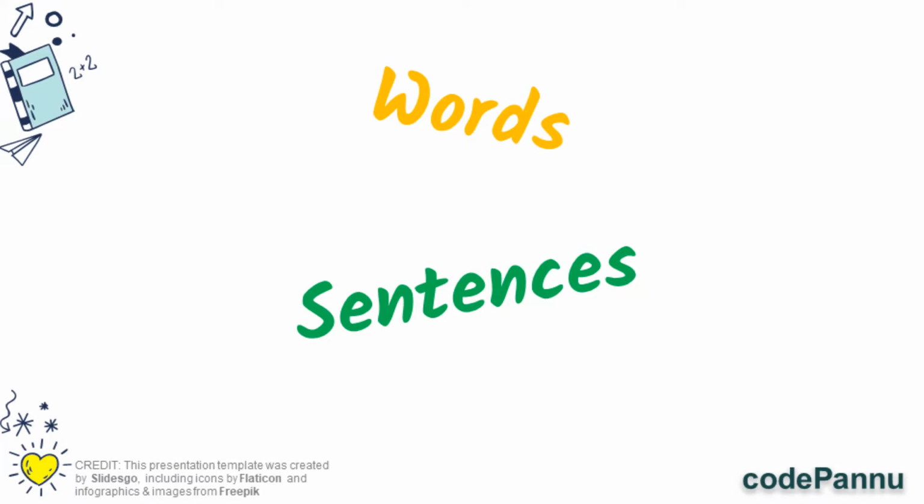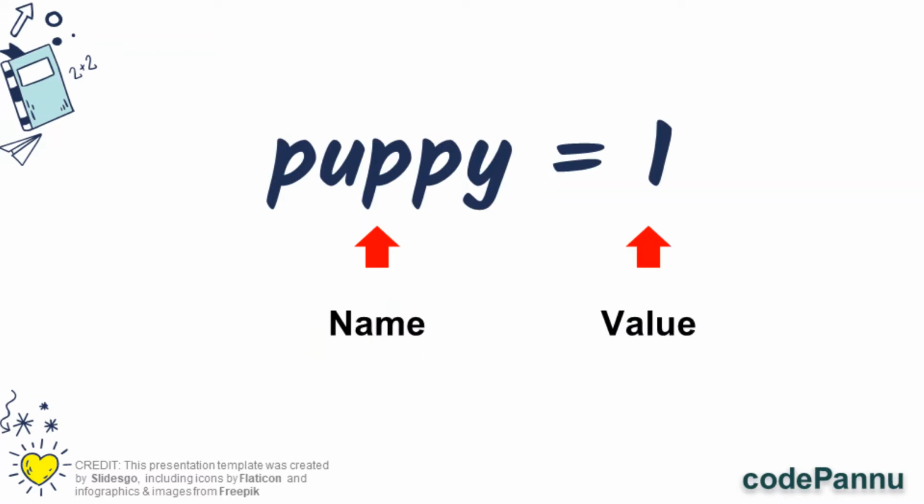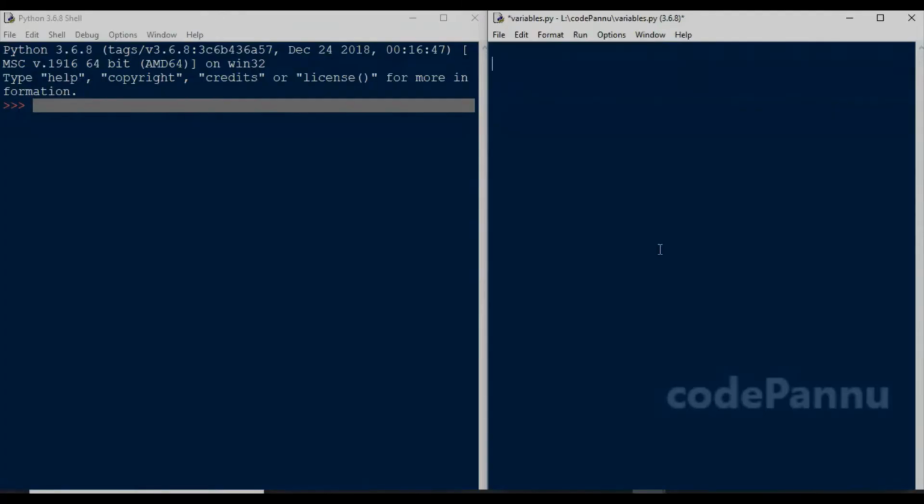Yes, we can. Let's say you have one puppy and we want to create a variable to save that information. According to our syntax, we will write the variable name first, then the equal to sign and then the value. So let us go to Python and write it. We write puppy equal to 1. In this statement, the variable name is puppy, then we have the equal to sign and then the value 1.